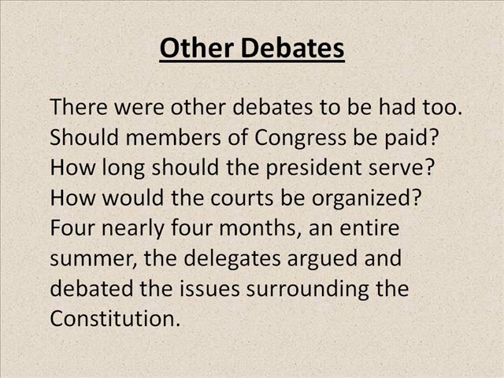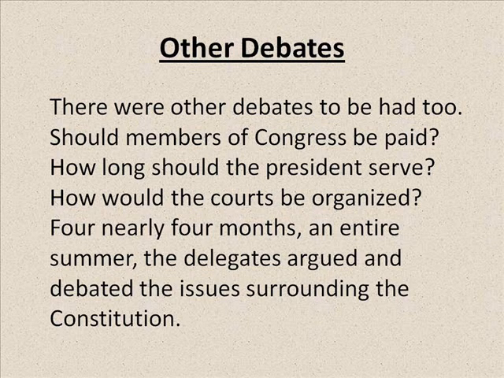The delegates had other debates too. They argued about whether or not members of Congress should be paid, or how long the president should serve. Some people argued that the president should be allowed to serve for life, but Ben Franklin argued, well, what happens if you get stuck with a terrible president then? He could be there forever.